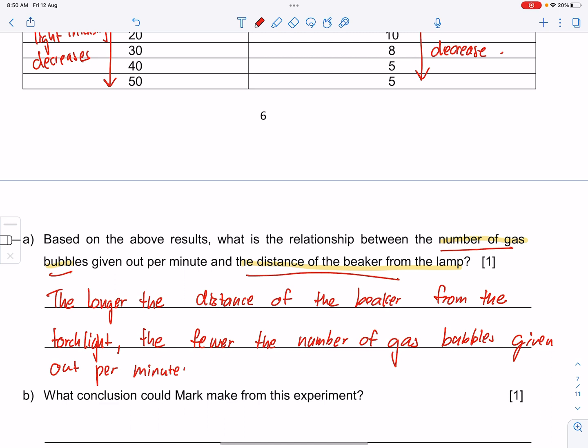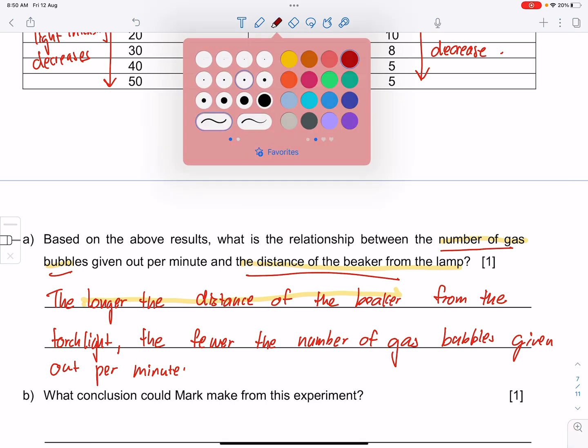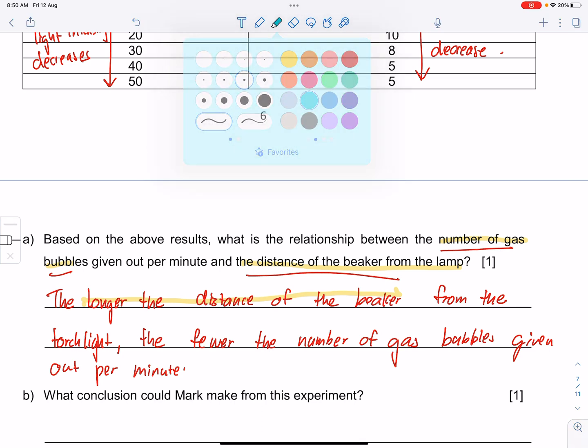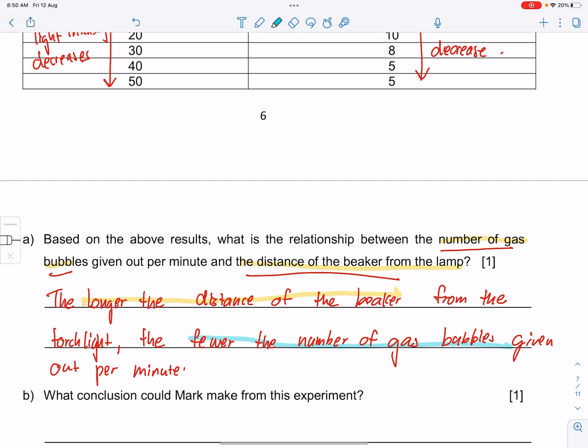Okay, so the cause needs to be at the front, and then the effect needs to be at the back, not the other way around. Okay, it's just like saying the more you eat, the heavier you get. This is correct. It cannot be the other way around: the heavier you get, the more you eat. Okay?